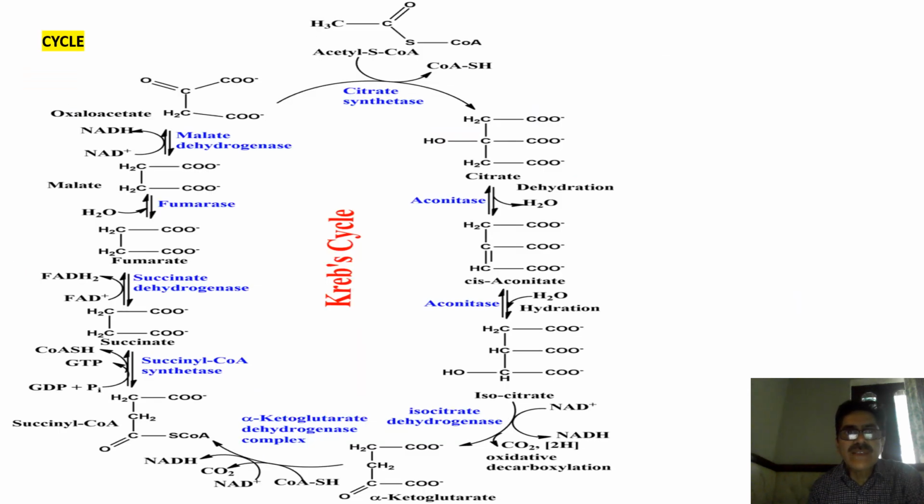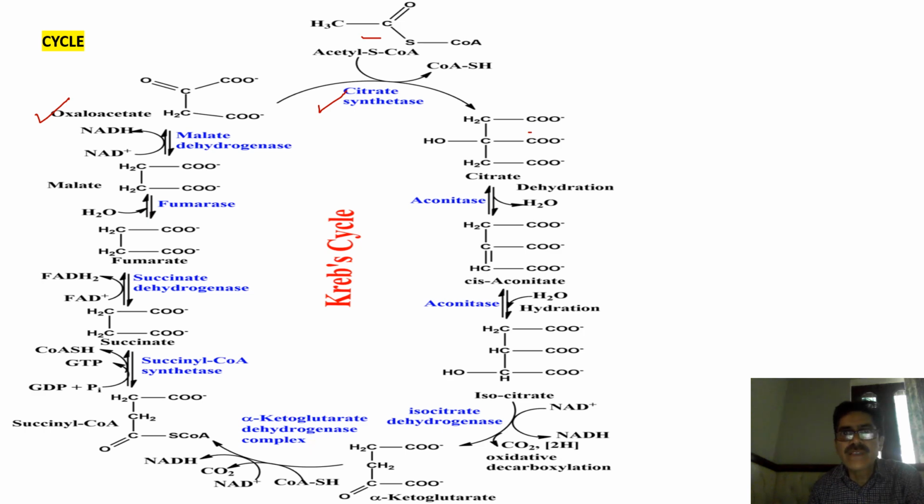Now you can see the cycle. The first reaction starts with oxaloacetate. This is oxaloacetate under the influence of enzyme citrate synthetase, also known as citrate synthase. This is acetyl coenzyme A. It condenses with oxaloacetate to give you the first product in the reaction, that is citrate or citric acid.